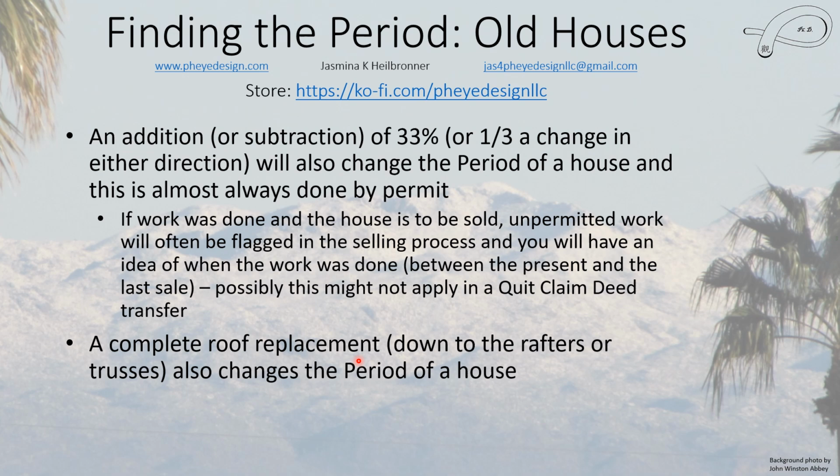Now, a complete roof replacement down to either the rafters or the trusses, they're structural members of the roof, will also change the period of the house because the entire interior is open to the air, and that will change the period. And that's good if that's what you want to do.